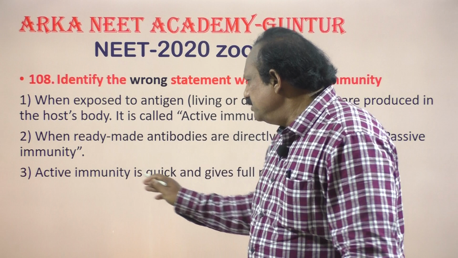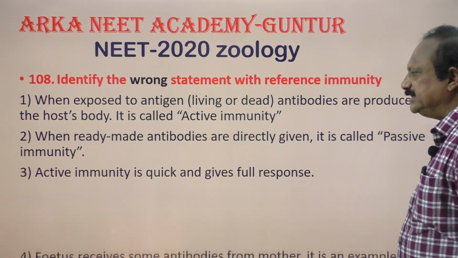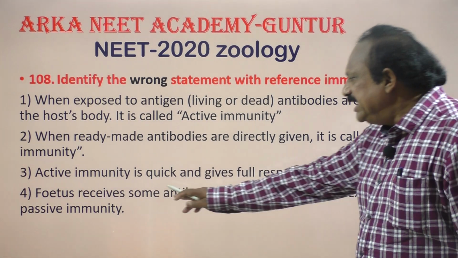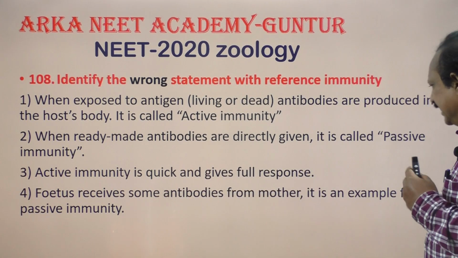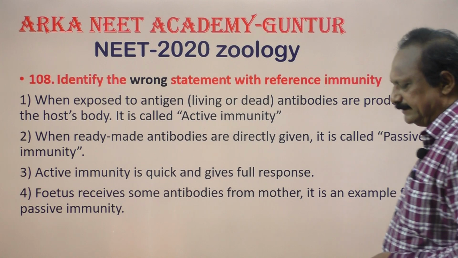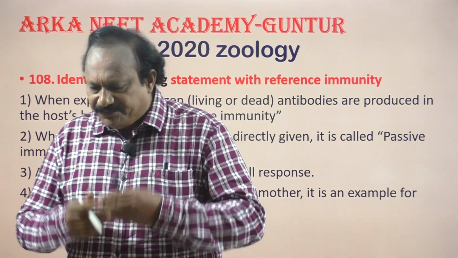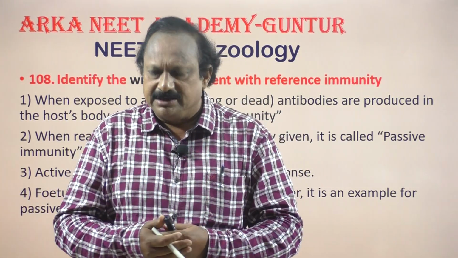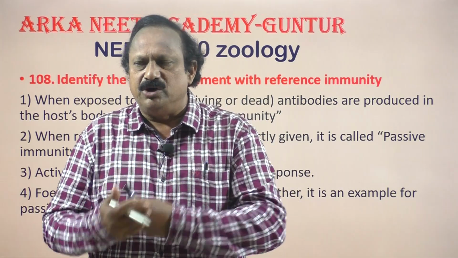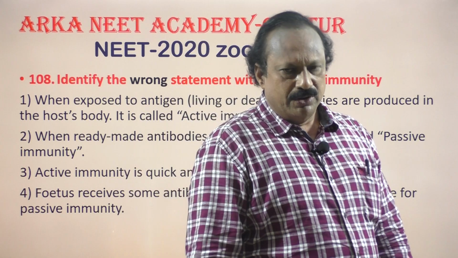Therefore, active immunity is quick and gives a full response. That is wrong. The third statement is wrong. Fetus receives some antibodies from mother. It is an example for passive immunity. That's true. So during the gestation period, the fetus receives some of the antibodies from the mother. This transfer of antibodies from mother to the fetus is an example for passive immunity.